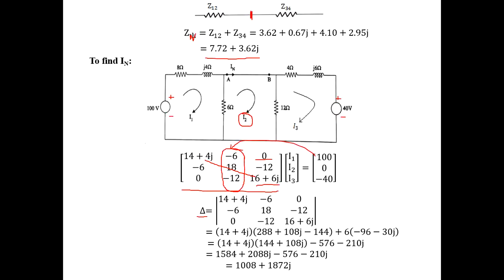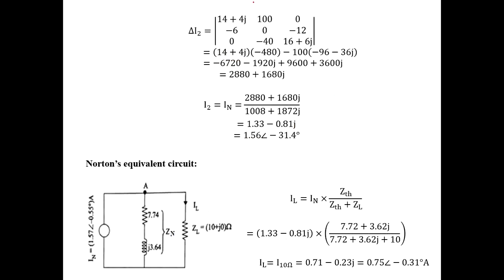So our matrix will be like this. Delta I2 equals, here we got the answer, this value. Then by using Cramer's rule, we know that I2 equals delta I2 divided by delta. Just substitute the values and we got the answer. This is the rectangular format. We have to convert this rectangular format into polar format. This is the polar format.